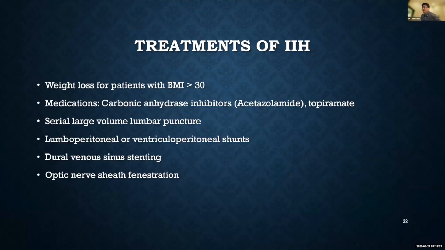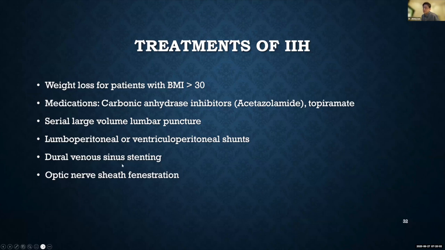Okay, so we talk about treatments lastly. Certainly for people with BMI over 30, weight loss is recommended, and this has been shown to help. There are medications such as carbonic anhydrase inhibitors like acetazolamide, trade name Diamox. You can get serial large volume lumbar punctures if they provide relief. Now, if they have to do this very frequently, then a shunt might be better, a lumboperitoneal or VP shunt.